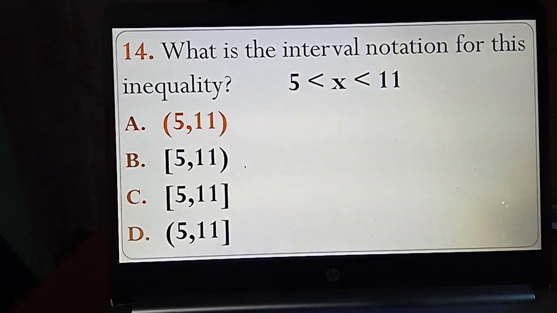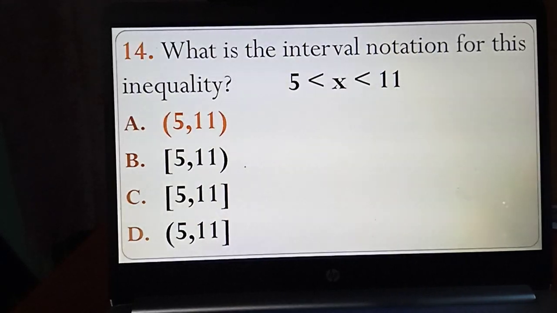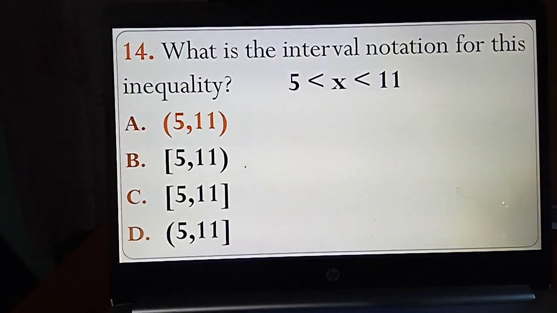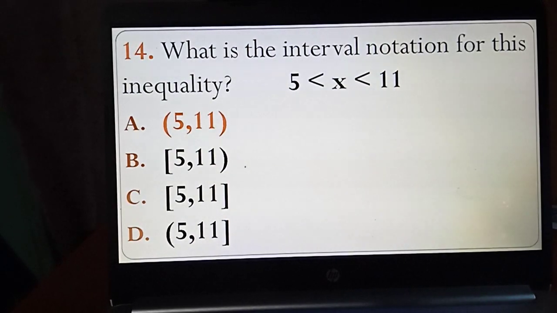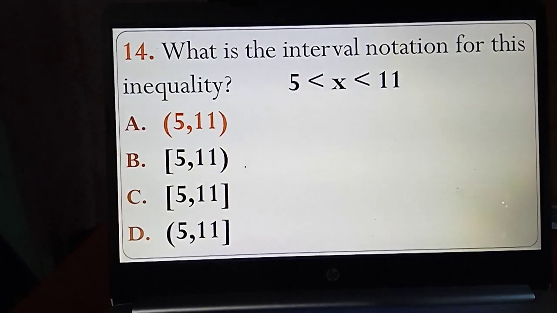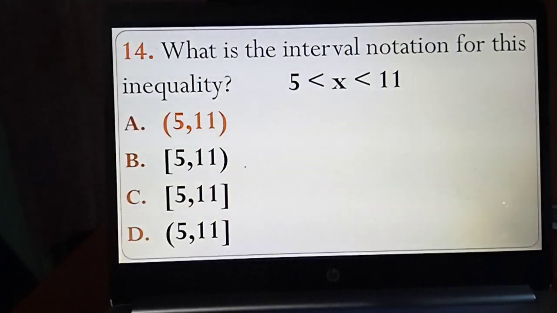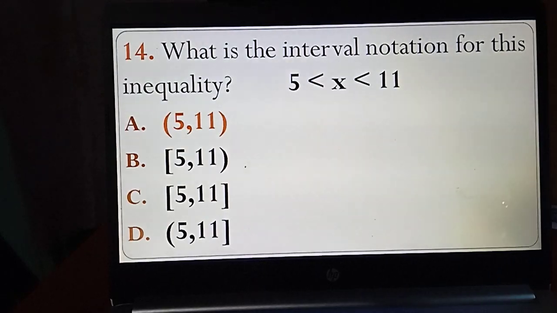Okay, so the answer is letter A because in letter B, 5 is included. Letter C, 5 is included and 11 is included. Letter D is 5 is excluded and 11 is included. But the problem is 5 is excluded and 11 is excluded. So it should be letter A.